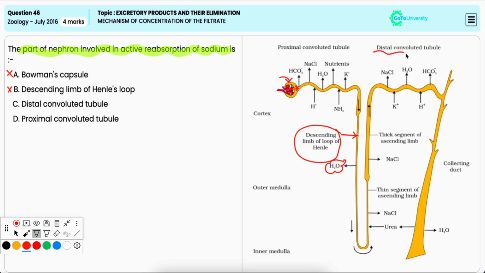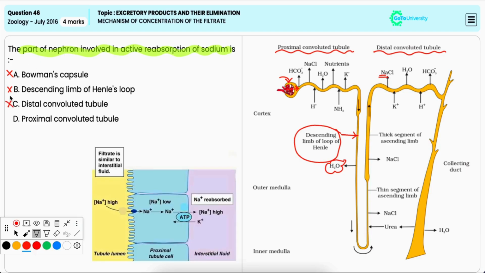Now, while the distal convoluted tubule does actively reabsorb sodium, its contribution is regulated by hormones like aldosterone, and it is also secondary to the proximal convoluted tubule in terms of the amount of sodium reabsorbed. Hence, it is incorrect. Option D, proximal convoluted tubule.